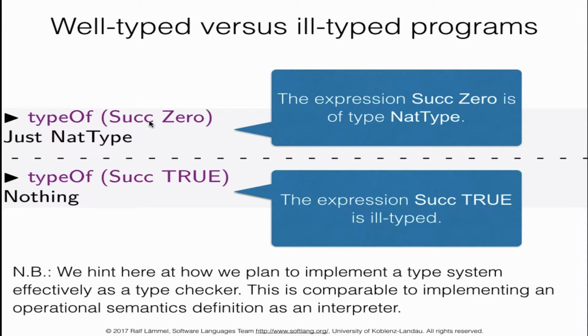So at runtime, presumably this expression would evaluate to a natural number. But if we apply typeof to the expression succ true, then it would say this expression has no type, it's not well typed, hinting at the fact that this expression would go wrong at runtime. Actually, our small-step operational semantics definition, for example, would get stuck with that term here.